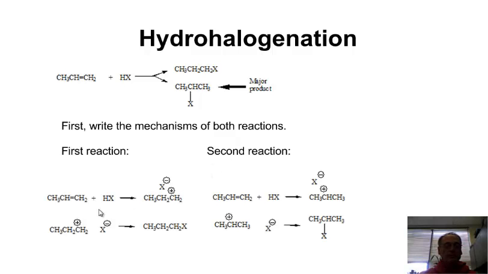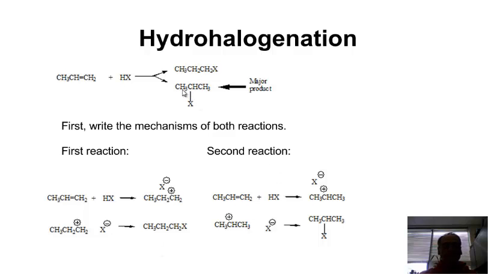Okay, so for the first reaction, the alkene reacts with the HX in the first step of the mechanism. The hydrogen is going to go in the CH group right here, and that's going to leave the CH2 with a positive charge. And then that positive CH2 is going to fall together with the X- and form the bond here. That would give us the primary carbocation, which would be this product.